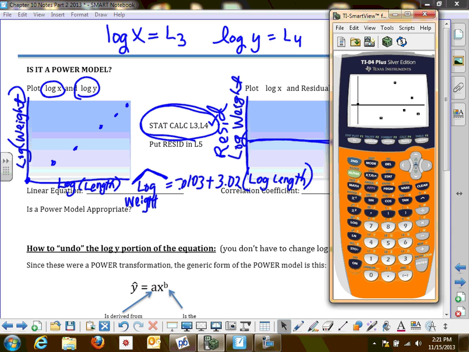Yes. When I put in the residual for the L5 and the residual L4, is that like I'm just... So that's the same thing?